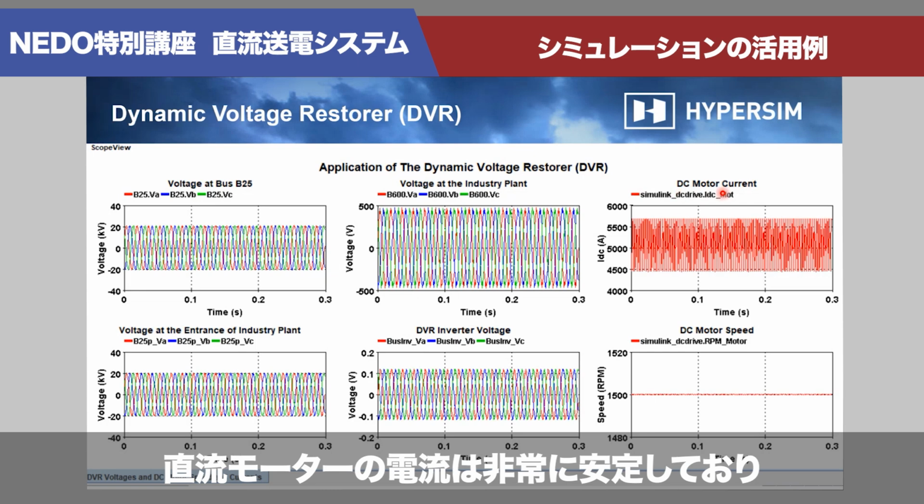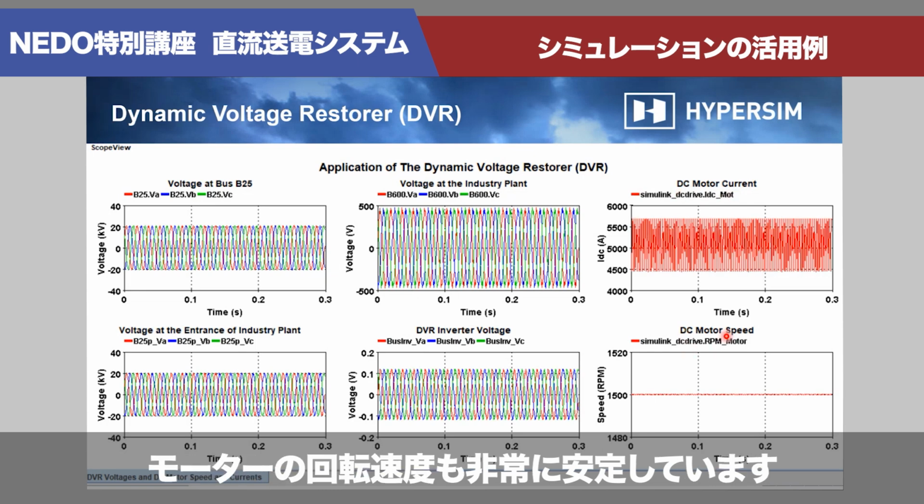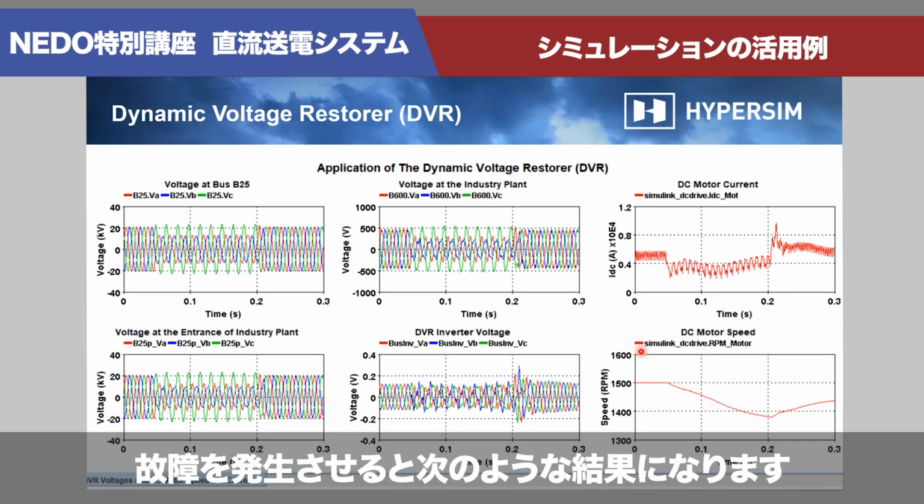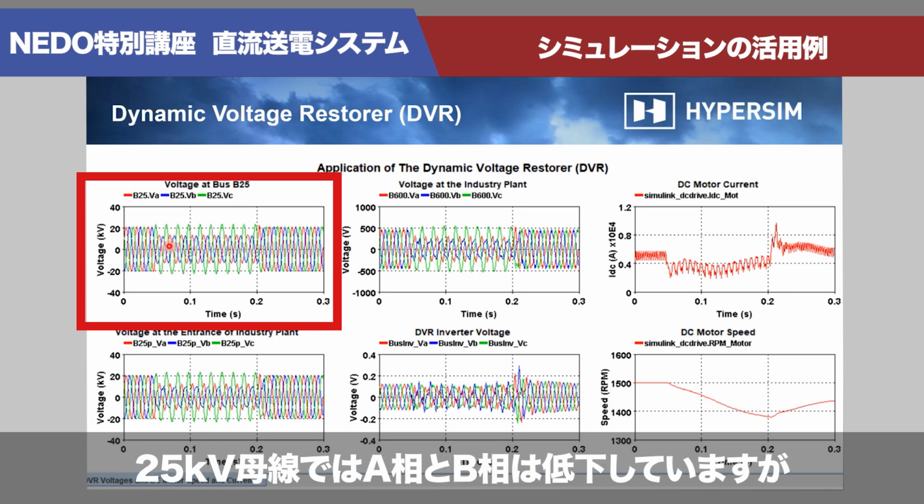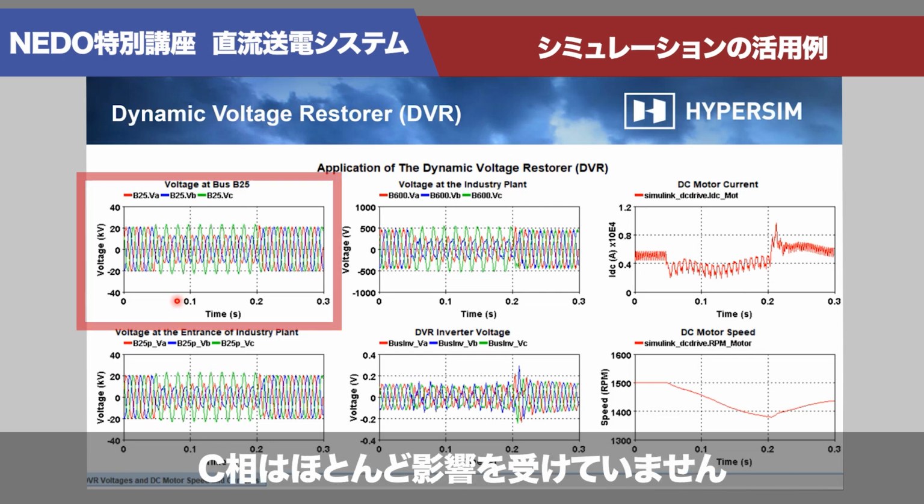So you look at the DC motor voltage and current, it's very, very steady. And the motor speed is very, very stable. So when you apply a fault, then this occurs. So here we apply a two-phase fault. You see that at the 25 kV bus, you have a two-phase fault. So you see phase A and B are going down. Phase C is almost not affected.